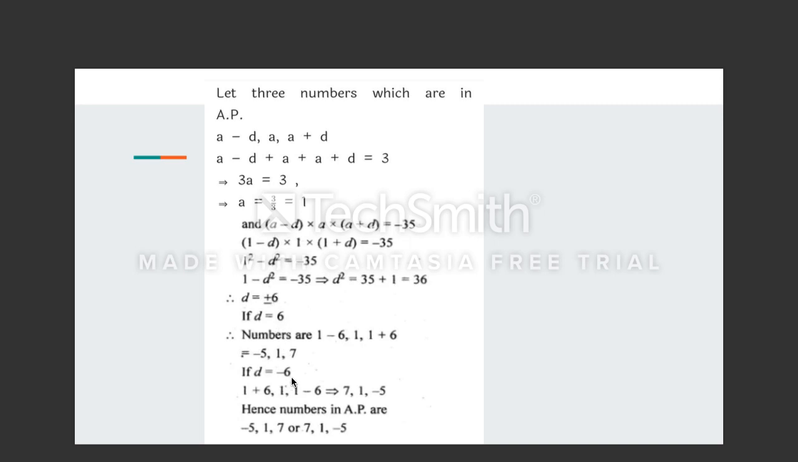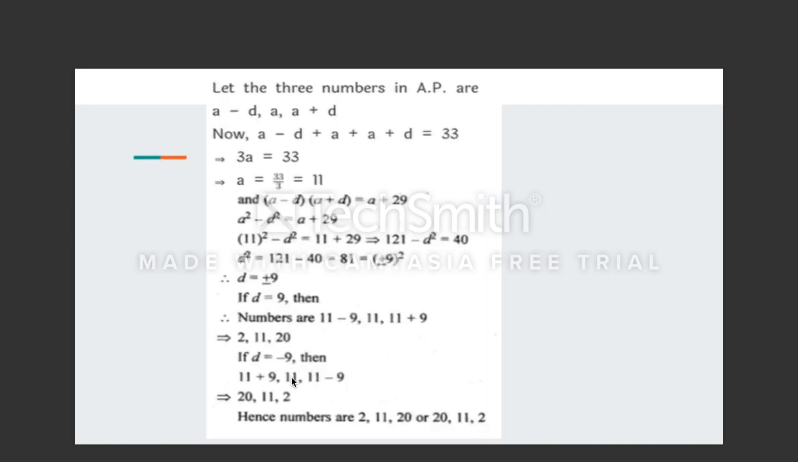Clear everyone? This was question number 22. Question number 23, which is the next question, I'm giving you as homework. Let's move to the next question. Question number 24. This question says the sum of first three terms of an AP is 33.